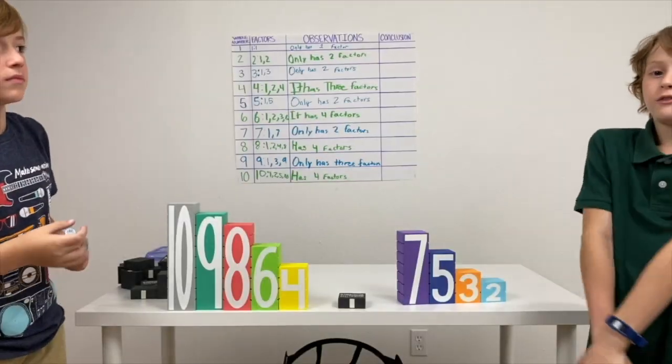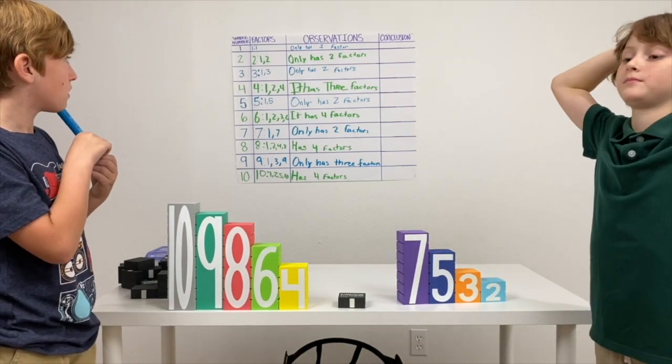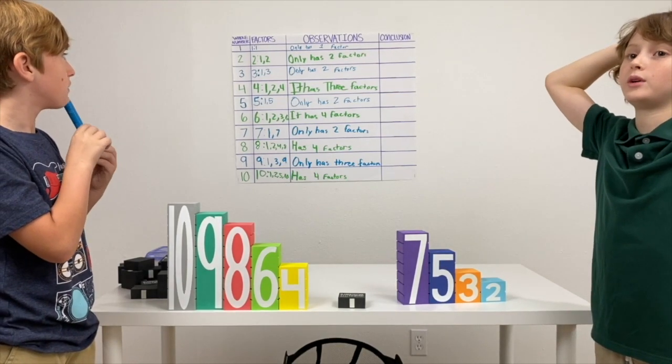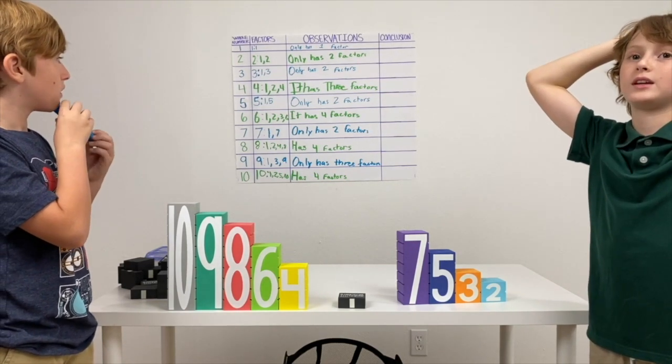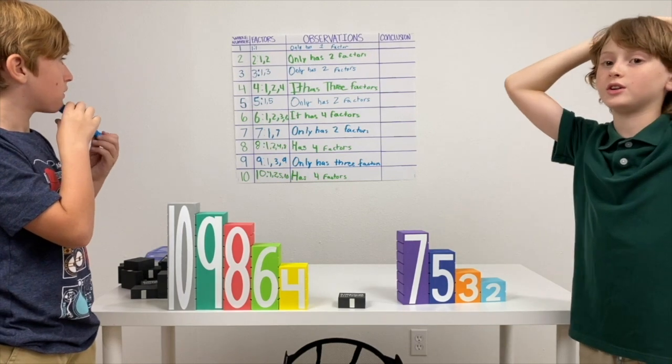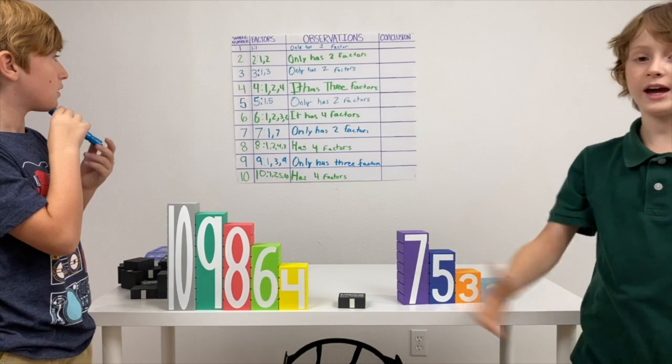I have something to say. Every even number is composite besides 2. Why? Because 2 and 1 is it. And all the even numbers have more than 1 because they can have 2. Exactly. 2 is prime, and their third factor is 2. Exactly. Thank you for saying that.